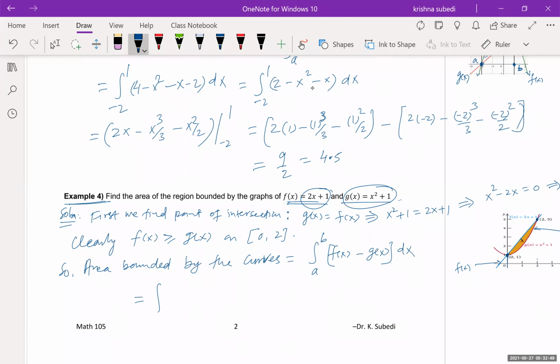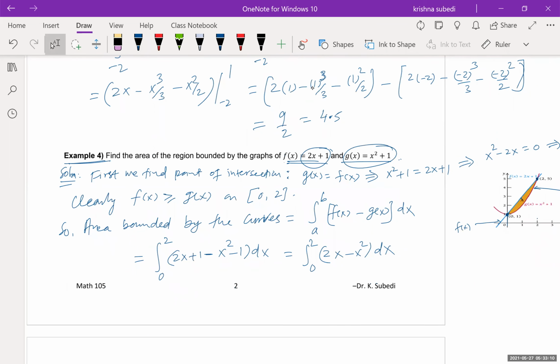And so a is 0, b is 2, f is 2x plus 1 minus g of x, which is x squared plus 1, dx, and this is going to give me 0 to 2. So I'll get 2x minus x squared dx. And now you can evaluate this integral. This is a piece of cake for you. So yeah, try this.